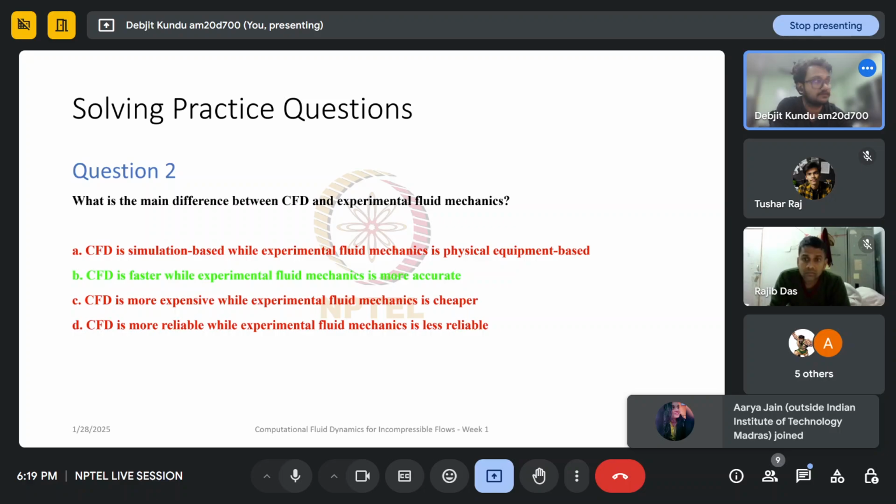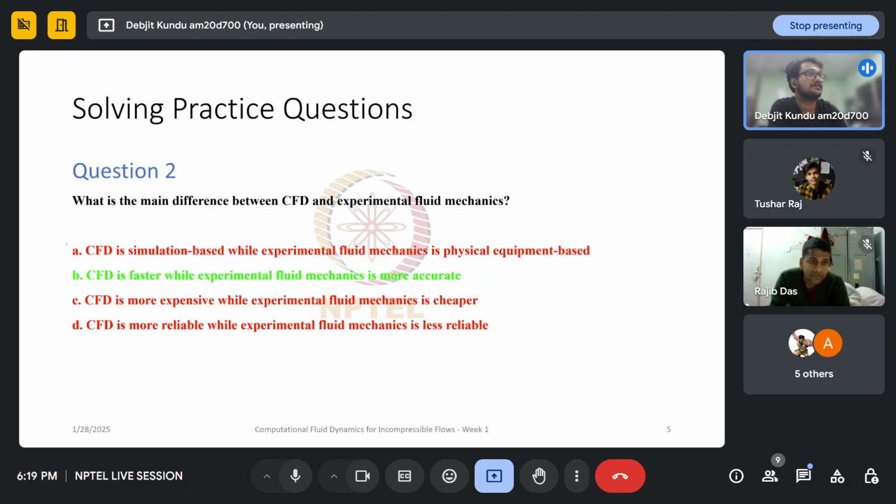Okay, I think I got this wrong. Please don't be fooled by the coloring. It's option A that's correct and not option B, C, or D. So let's go through them one by one. CFD is simulation based, so that's what CFD is. It's a predictive tool which simulates reality. And experimental fluid mechanics is where you perform actual physical experiments using different equipment to see how the fluid might flow given a certain situation. So you need a lot of physical equipment for that. So that's why option A is correct.